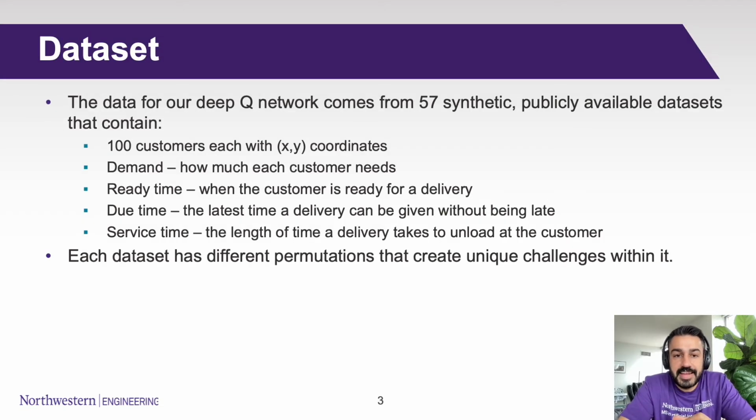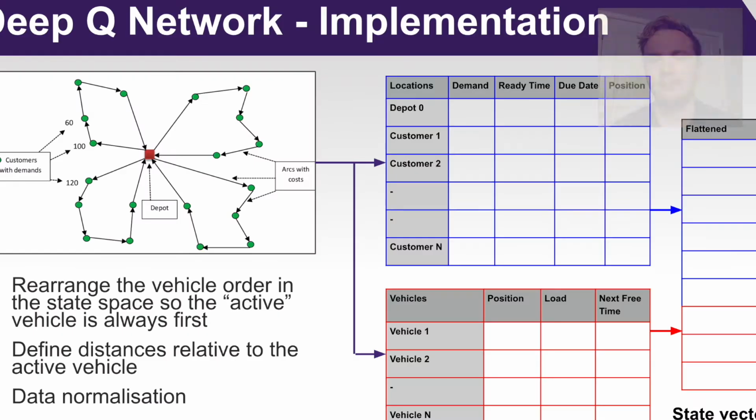So I'll talk about the data set that we used for the first approach we took, which is to build a deep Q network. It's actually 57 different data sets that are synthetically derived and publicly available. They each have 100 customers with X and Y coordinates, and they have a certain demand, a time that each customer is ready to get a delivery, a time that a delivery is due by, and a service time, which is how long it takes for the truck to be unloaded there. And each data set is built so that it poses unique challenges within it that's different from all the other data sets.